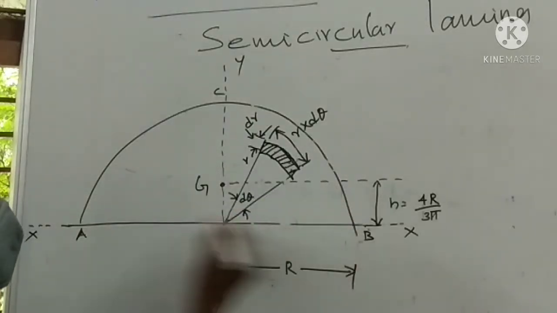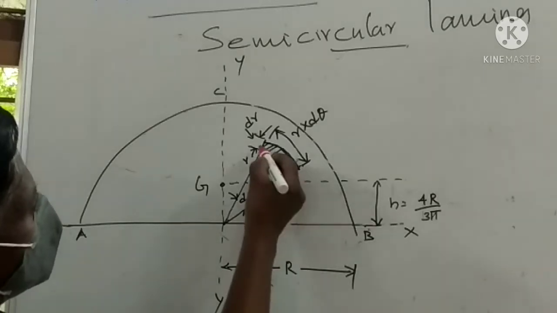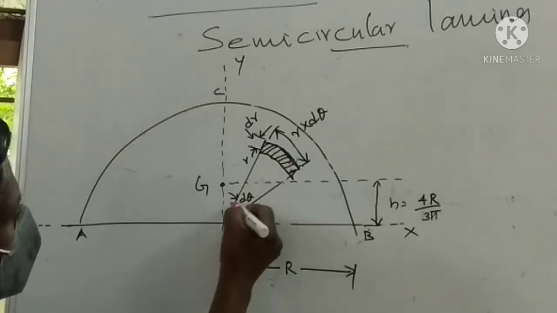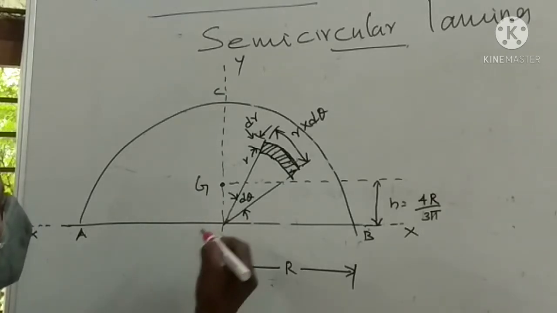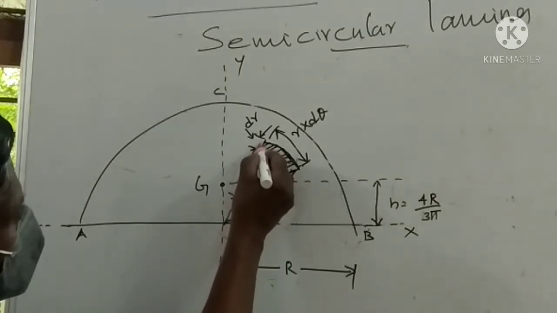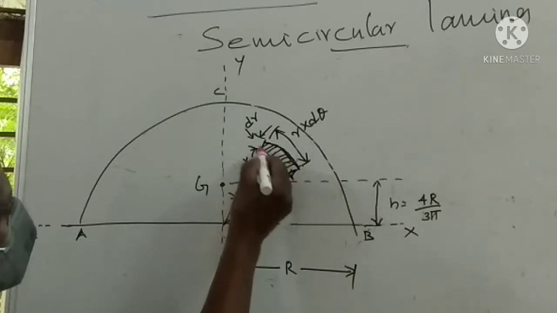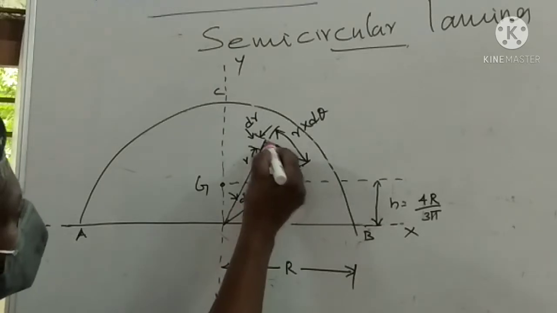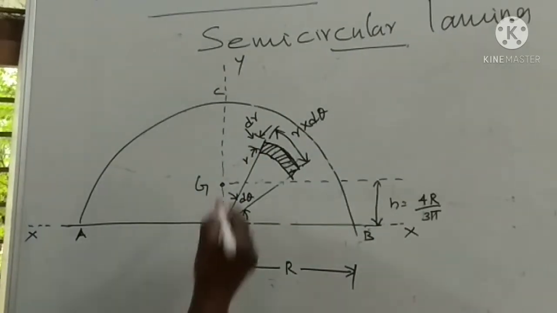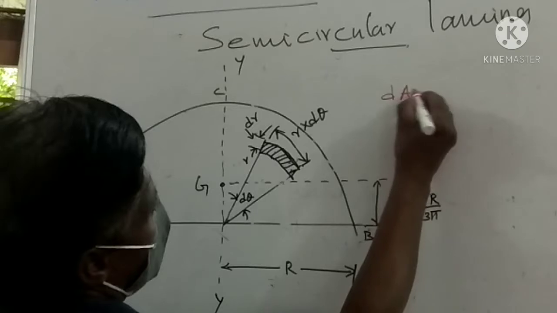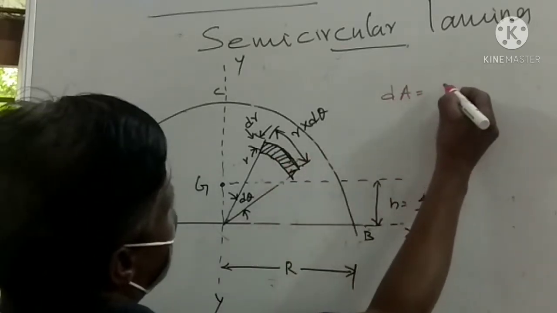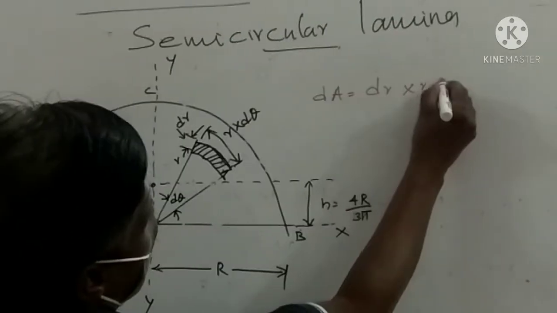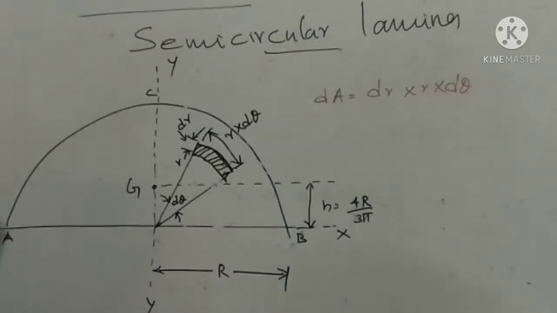So this semicircular lamina, which has radius r, we have to consider a small strip which is at a distance r from this origin. The width of this small strip is dr, and the included angle is d theta. Therefore, this arc length is r d theta. Therefore, the area of that small strip dA is equal to dr into r into d theta. So we can consider this as our reference axis.